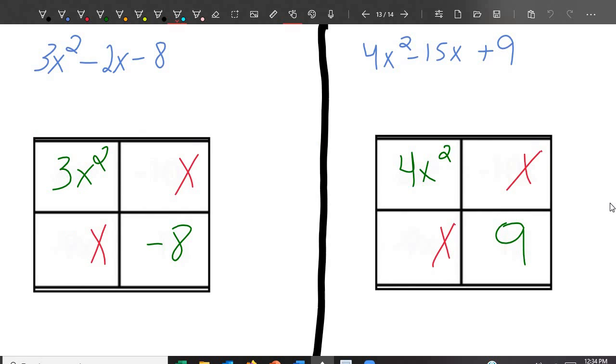Now, I've got 2 more just like the other problems. I want you to do these. Just take a picture and send it to me. I want to make sure that you understand this. Now, you don't have to do it as far as the test goes. I just want to see if you can do them using the box method.